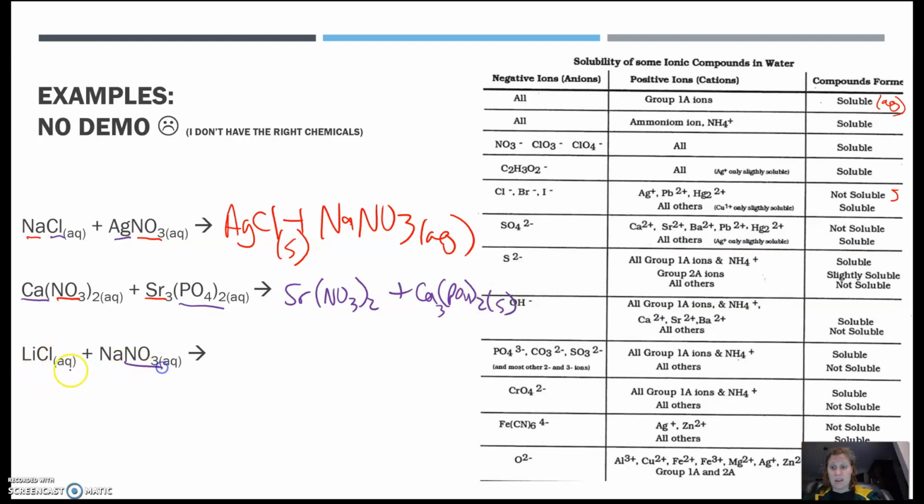Now this guy, NO3 will combine with Li, and Na with Cl. Well, okay, go up here. Chlorine, NO3, that's automatically an AQ. Chlorine with, those are all 2 pluses. Li is a 1 plus, so everything else is soluble. So this is actually no reaction. You could mix those two chemicals together and they would stay clear. So this is no reaction. Anyway, there's no demo for double replacement. That's why I just went ahead and did it now.